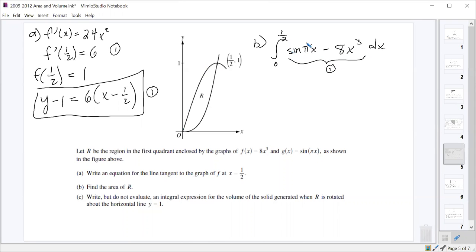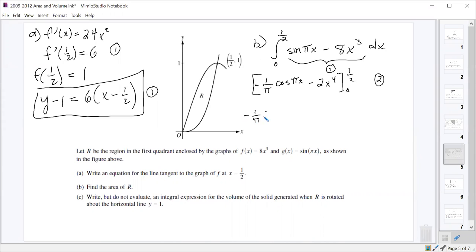And what's the integral of sine pi x? Hopefully you can do that little u sub in your head and just write out the answer for that. That should be negative 1 over pi cosine pi x. Everybody good with that or no? Good. And then minus 2x to the 4th from 0 to 1/2. And getting that was worth 2 points, having the right full antiderivative there. Then you need to plug in 1/2 and you need to plug in 0.